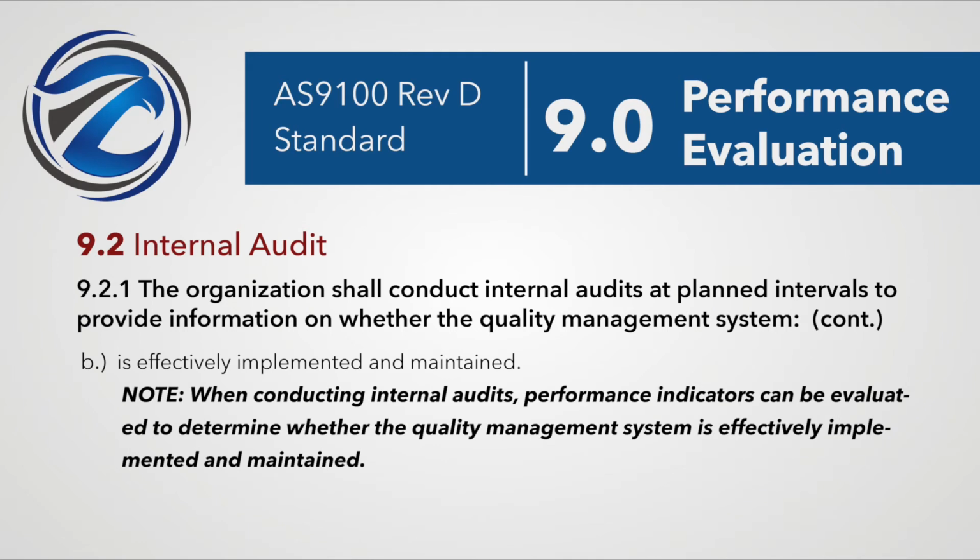Note, when conducting internal audits, performance indicators can be evaluated to determine whether the quality management system is effectively implemented and maintained. So in that last note, they're saying can be used. Does that mean this is optional? Well, if you were going to jump out of an airplane, I suppose it would be optional to pull the ripcord and deploy your chute, but you don't have to. It would just make the landing a whole lot more pleasant.